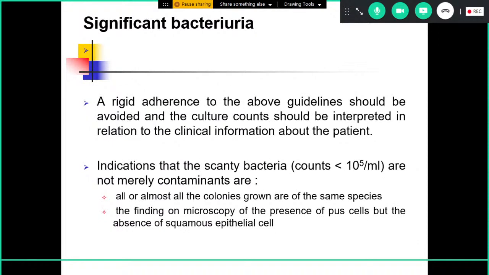So remember that although there is a concept of significant bacteria that was given by Kass, which clearly said that the counts of more than or equal to 10 to the power 5 bacteria per ml of urine are to be taken as significant and processed, you have to keep in mind that this is not a hard and fast rule. So you will have to see where even lower counts are to be taken as significant.